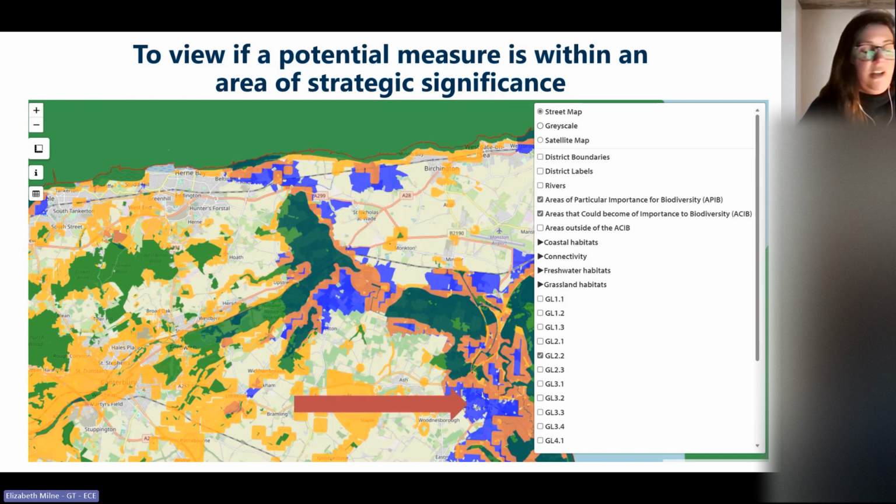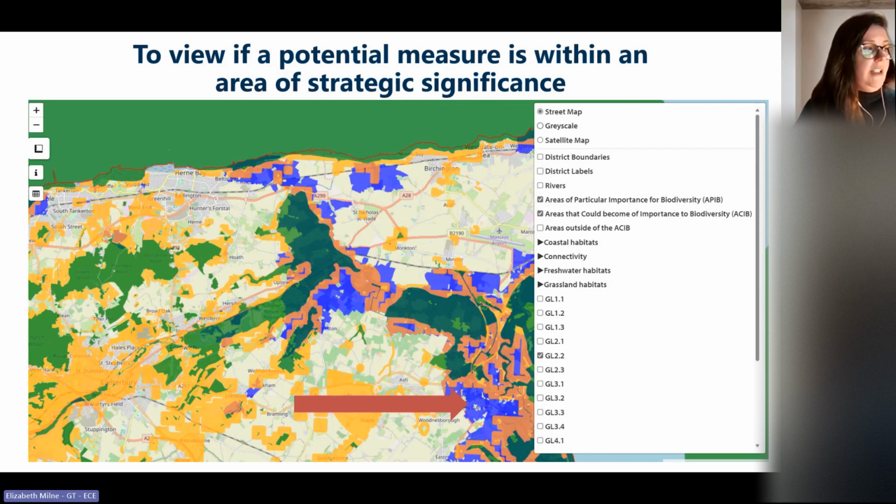If the bit of land that you're particularly interested in remains blue, as shown here by the arrow, it's not in an area of strategic significance. That's not to say you should not be undertaking the potential measure, because it has been shown that that will be delivering benefits for nature. But if you were looking in terms of, for instance, the biodiversity net gain multiplier and trying to get that multiplier associated with the biodiversity net gain you're delivering, if it's being delivered in the blue area, you won't be eligible for that multiplier.